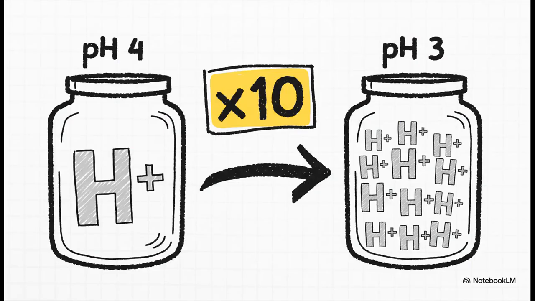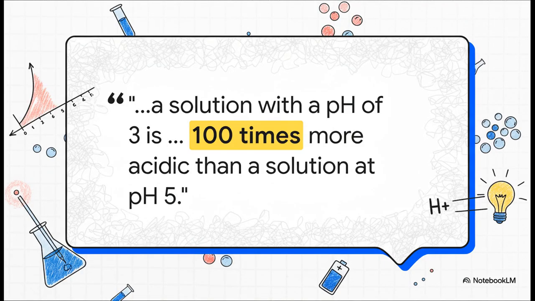And here's why. Because it's a logarithmic scale, every single step you go down the scale means a tenfold increase in those hydrogen ions. So a solution with a pH of 3 isn't just a little more acidic, it's 10 times more acidic than one at pH 4. This quote from one of our sources just nails it. If you go from a pH of 5 down to 3, that's 2 steps, right? So that's not 20 times, it's 10 times 10. It's 100 times more acidic. This exponential power is why even tiny shifts in pH can have huge consequences.